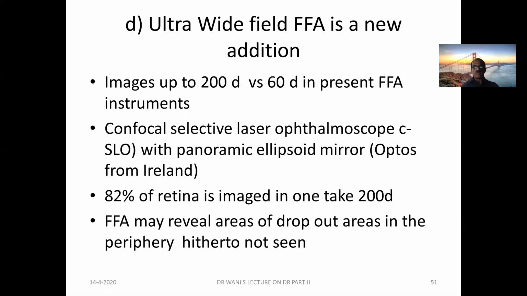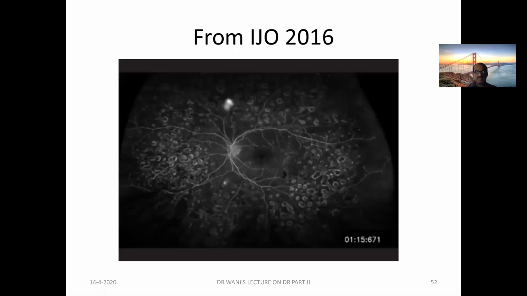There is another addition called ultra-wide field fundus photography and fluorescein angiogram, where you can actually get nasal to temporal retina almost 200 degrees, versus only 60 degrees that we get in our fluorescein angiogram instruments. This is produced by Optos from Ireland, and you can image about 82% of the retina. The advantage is that when you do fluorescein angiogram with this, we can detect dropout areas in the periphery, which is not possible with the existing instruments.